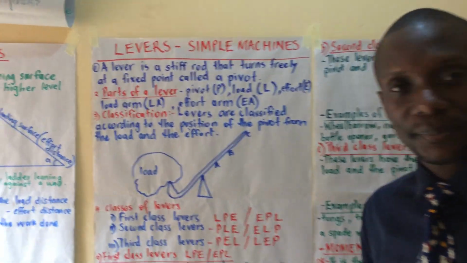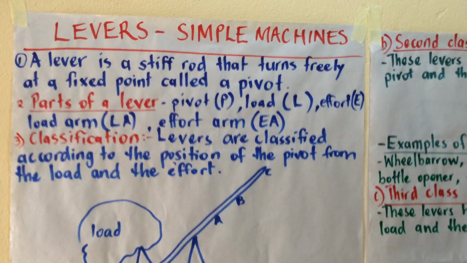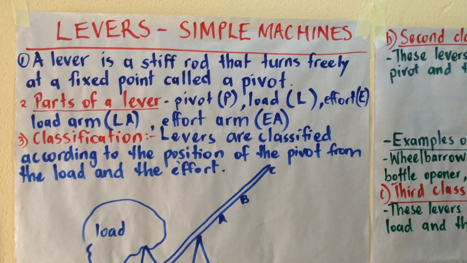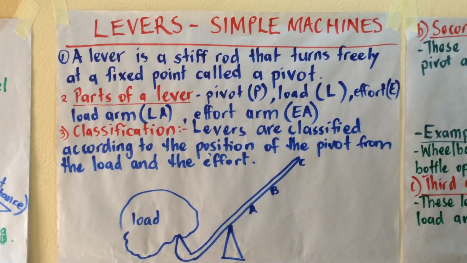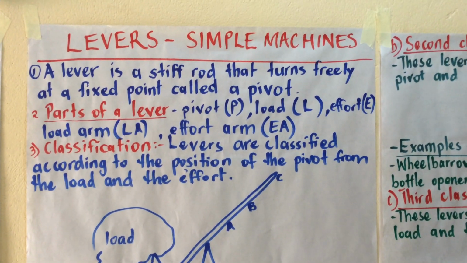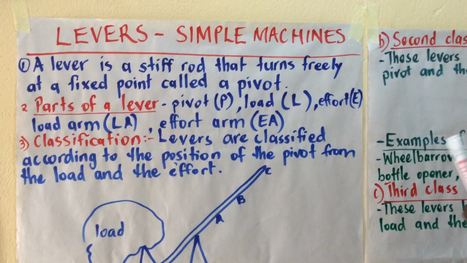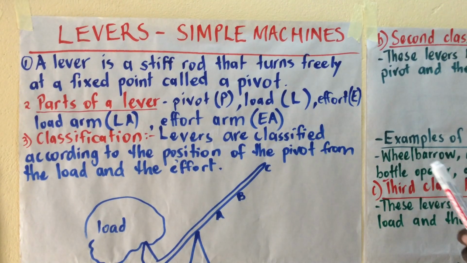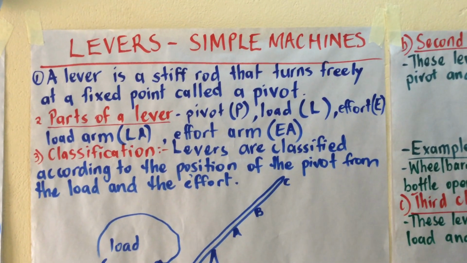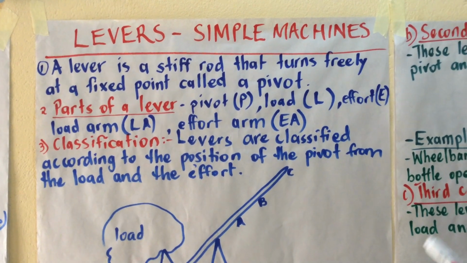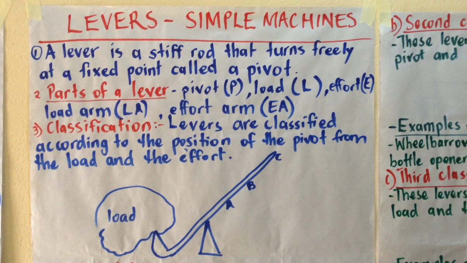What is a lever? A lever is a stiff rod that turns freely at a fixed point called a pivot. Some people say it is a rigid bar that turns freely at a fixed point called a pivot. Pivot has got another name. You can call it fulcrum. If you don't use pivot, you can use fulcrum, but I prefer to use pivot for the reason I'll give later.